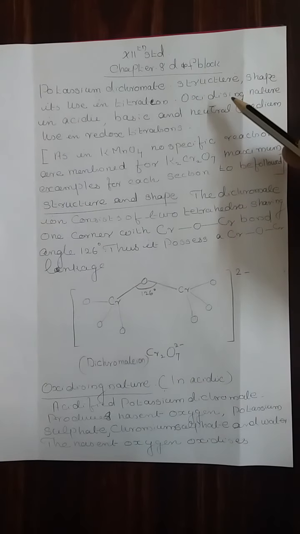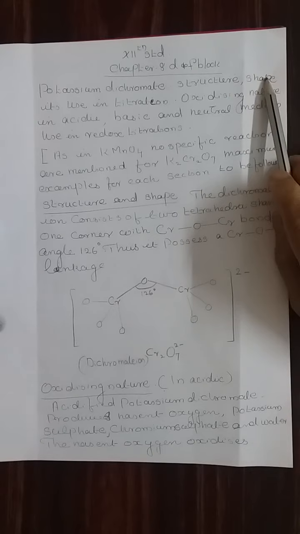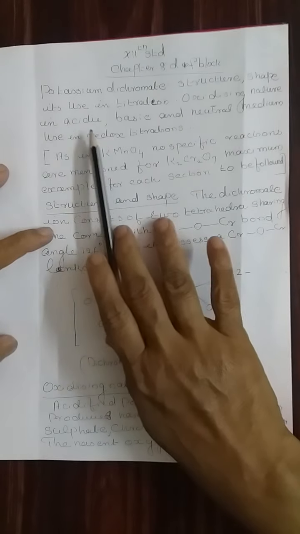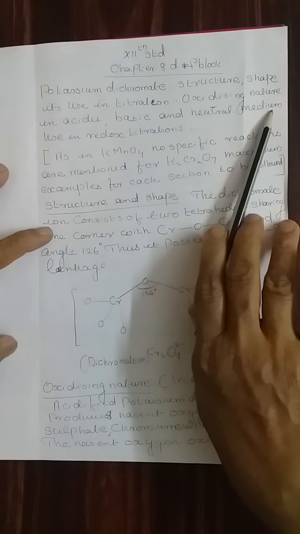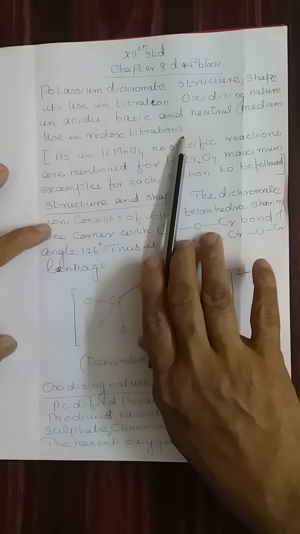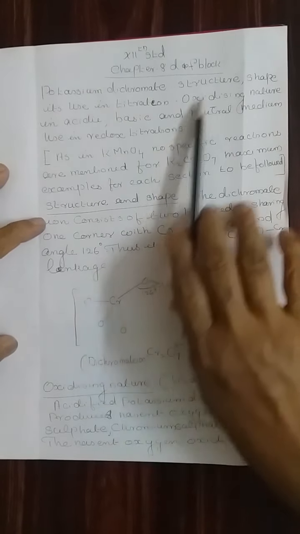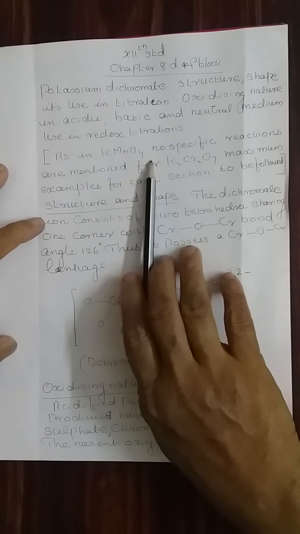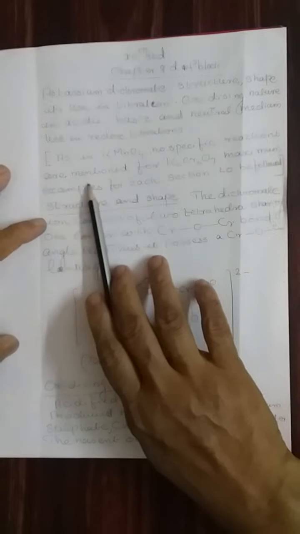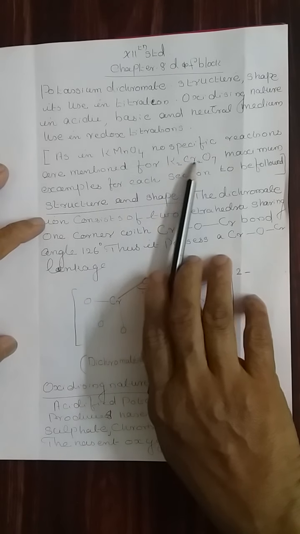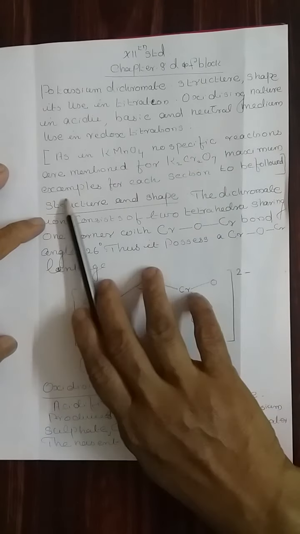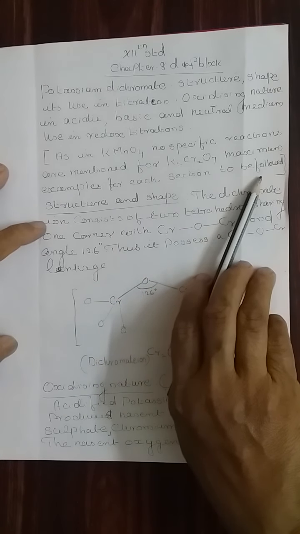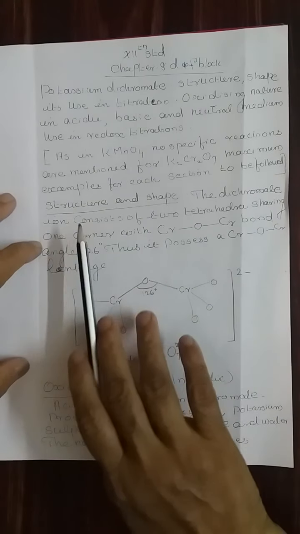Potassium dichromate. Structure, shape, its use in titration, oxidizing nature in acidic, basic, neutral medium, use in redox titration. Thus, these are the portion regarding potassium dichromate. As in potassium permanganate, no specific reactions for acidic, basic or neutral is given. Therefore, maximum examples for each section to be followed what is given in the textbook.